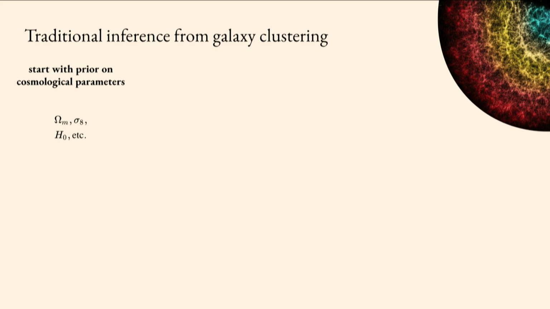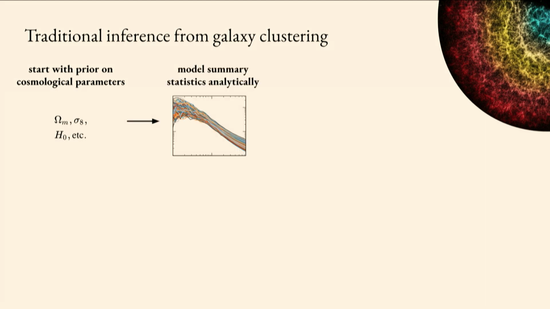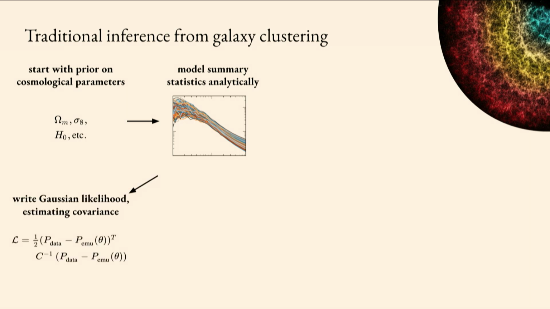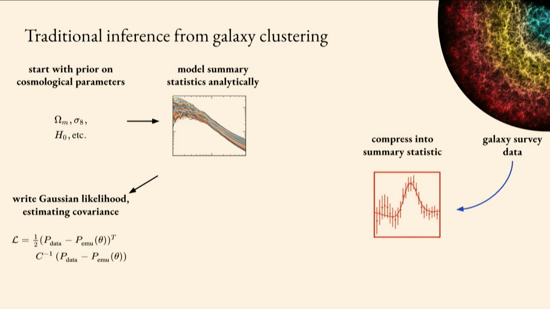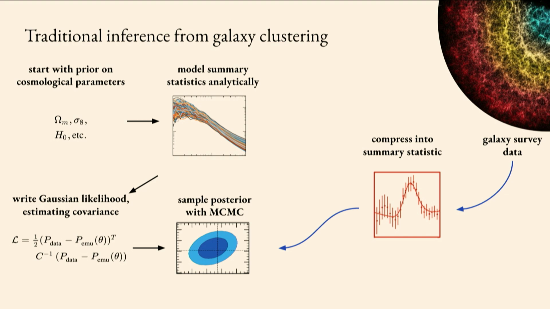So we start with some prior of our expected value of the cosmological parameters, and then we model what we call summary statistics analytically. So these are a bunch of power spectra that we think we know how to model given these input parameters. Then we can write down a likelihood. We assume it's Gaussian, as Manu was discussing. We have to estimate the covariance in this case, which is very non-trivial. And then we can take our beautiful survey data over here, compress that into the same summary statistics that we used, and then sample the posterior with something like Markov chain Monte Carlo.